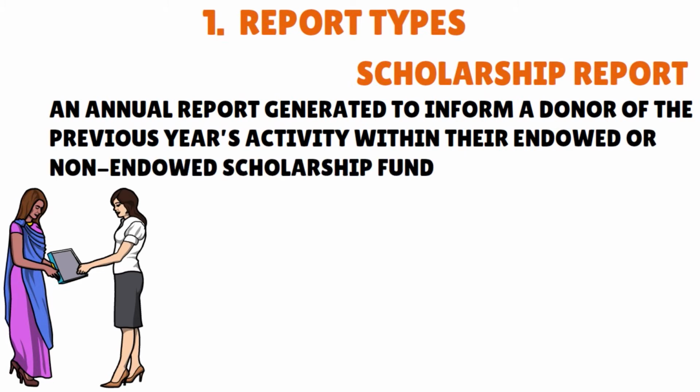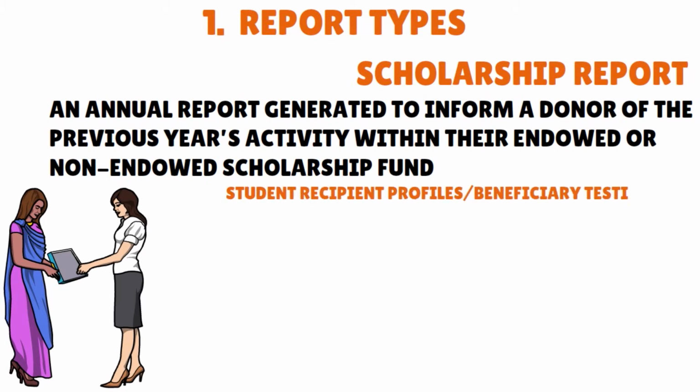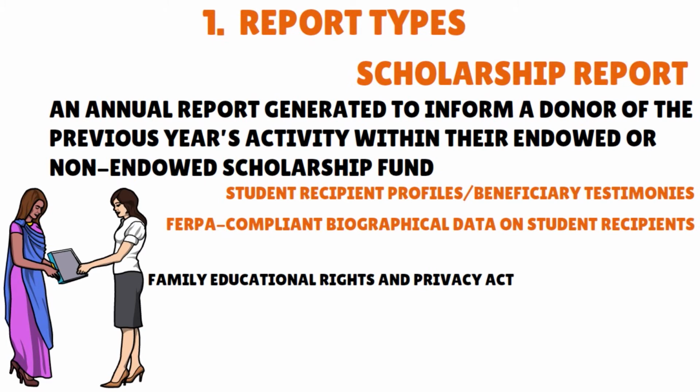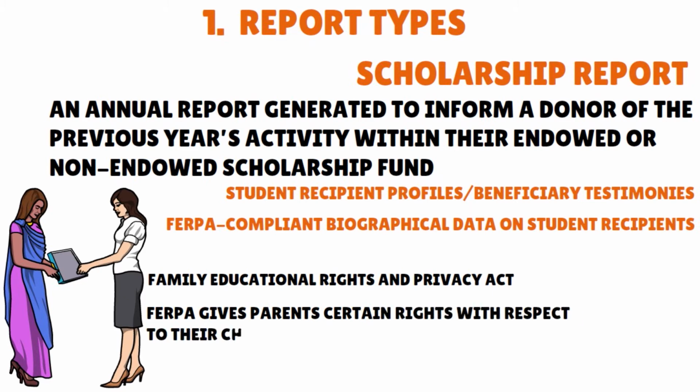So, typical elements in a scholarship report include student recipient profiles, beneficiary testimonies. There is something called FERPA compliant biographical data on student recipients. Now, FERPA stands for Family Educational Rights and Privacy Act, and FERPA gives parents certain rights with respect to their children's education records. These rights transfer to the student when he or she reaches the age of 18 or attends a school beyond the high school level.